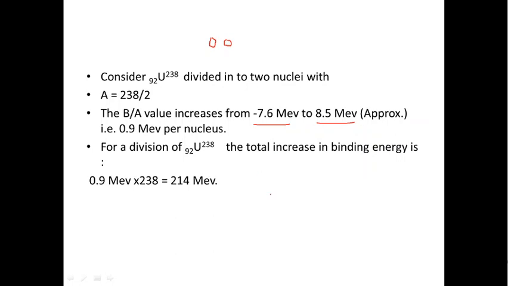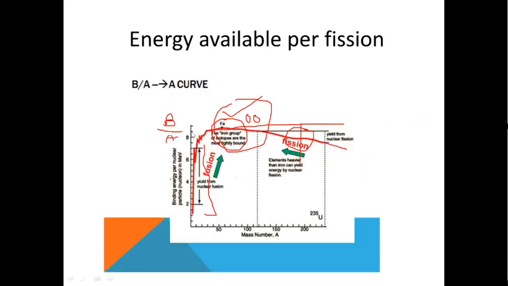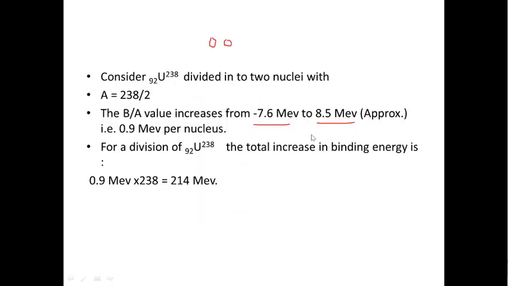This is just an approximate calculation. You can see that this axis is around 8 point something here, 8.5. Here this is around 7.6 or something. So when this breaks into two parts, the two fission fragments have an increase in the binding energy value, from 7.6 to 8.5. So there's a difference of 0.9 MeV per nucleus. So when you're talking about the division of uranium, 0.9 MeV is the change in binding energy per nucleon.